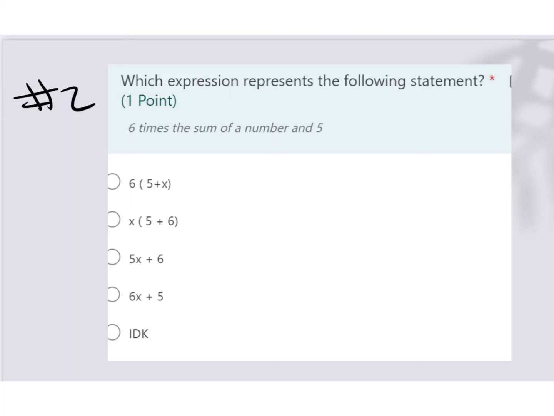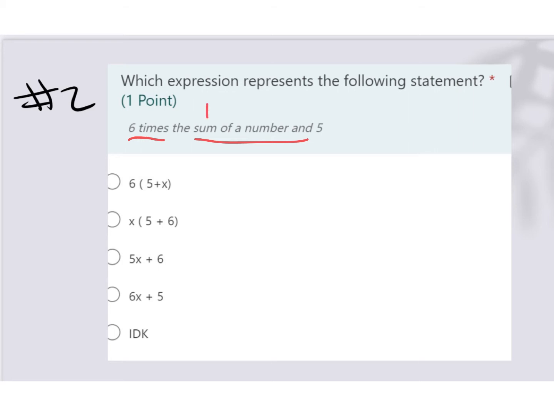All right, now we're looking at question 2. Which expression represents the following statement? It says 6 times the sum of a number and 5. So we're going to multiply 6 by the sum of a number and 5.